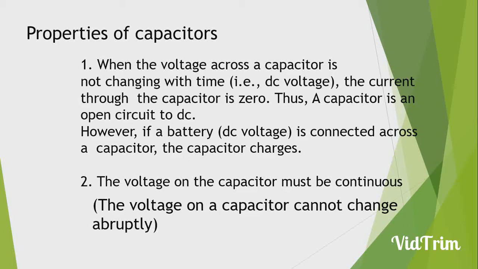However, if a battery is connected across a capacitor, the capacitor charges. It defines the charging of capacitor in DC voltage. And then second point is that the voltage on the capacitor must be continuous. This shows the voltage across a capacitor cannot change abruptly.